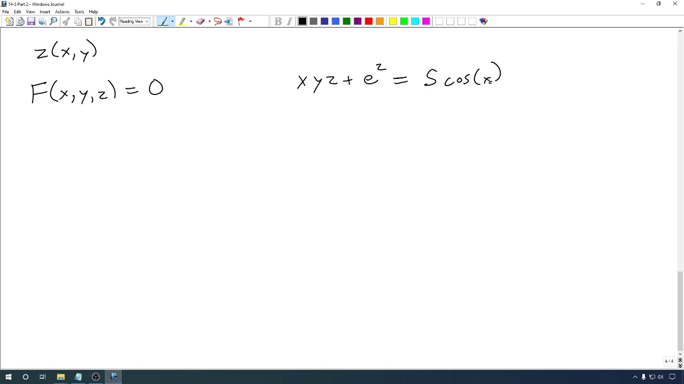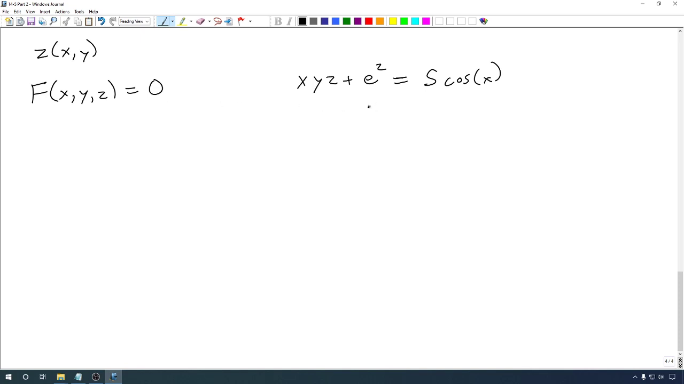Now, it turns out that we can also do this for a function of two variables. If we have a function z of x and y that's defined implicitly by some function f of three variables that equals 0. So maybe here we have xyz plus e to the z minus, or we can even say equaling 5. Let's just do a cosine again. There we go.